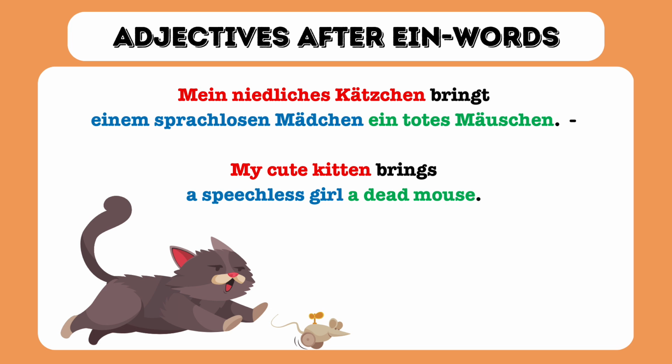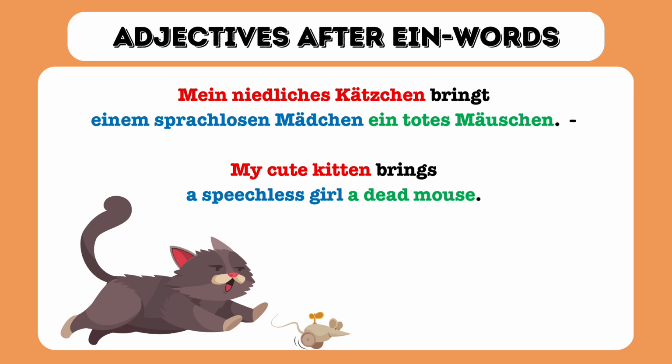Mein niedliches Kätzchen. Mein does not have an ending on it because it is nominative and neuter. So we have to have an es at the end of the adjective to show us the gender of the noun in the nominative case. Mein niedliches Kätzchen. My cute kitten. The accusative thing also does not have an ending on the ein word. It just says ein. Therefore, we have to have an ending that tells us the gender on the adjective: totes Mäuschen. A dead mouse. Ein totes Mäuschen.